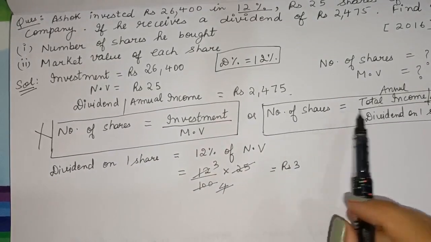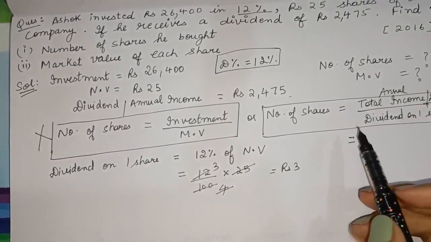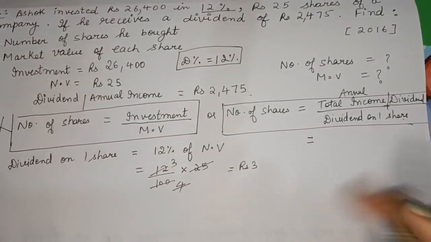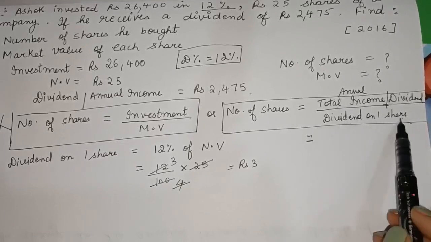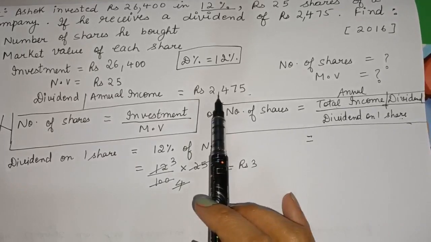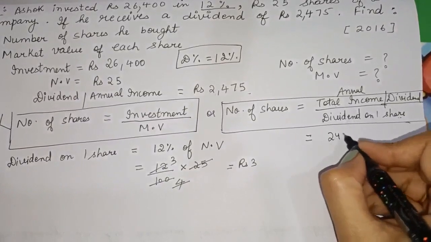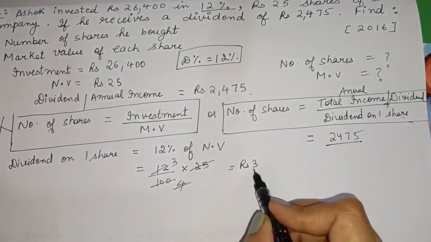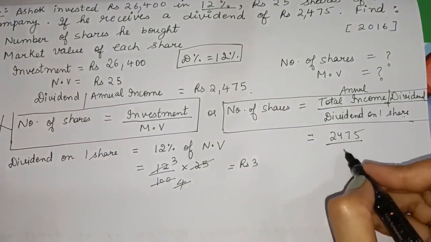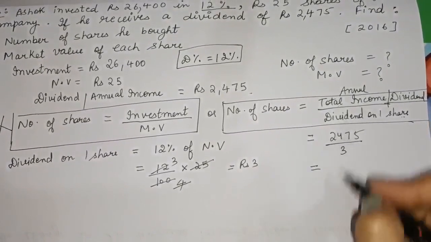Now here, by using this formula, I am going to substitute: number of shares is equal to dividend upon dividend on one share. So dividend is given to us, 2475. So I am substituting here dividend on one share, which we have just found is rupees 3.